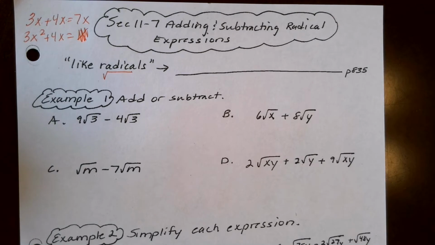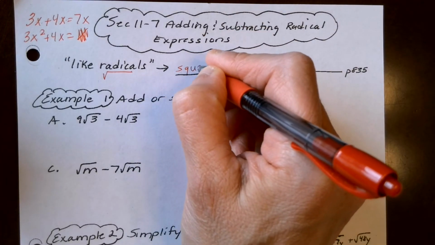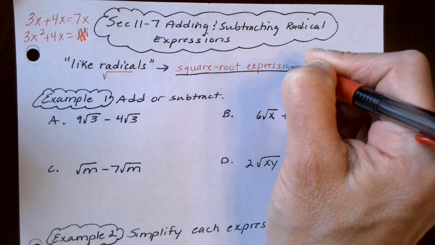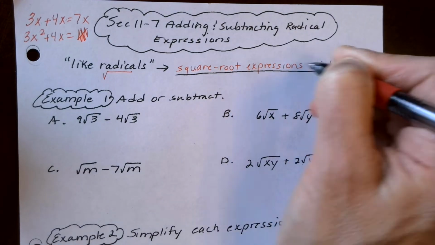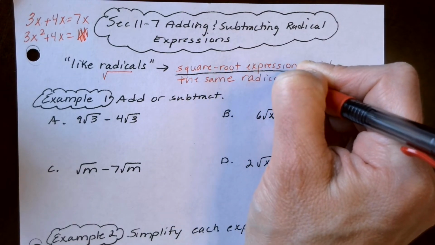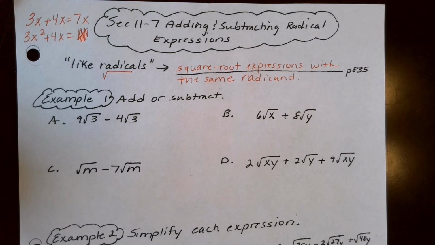You've got to have like terms. Well, guess what? When you're adding and subtracting radicals, you have to have like radicals. So that means in order to add or subtract anything with a square root in it, what's under the square root has to be exactly the same. So let's take a look at this definition. Okay, so those are officially square root expressions with the same radicand.